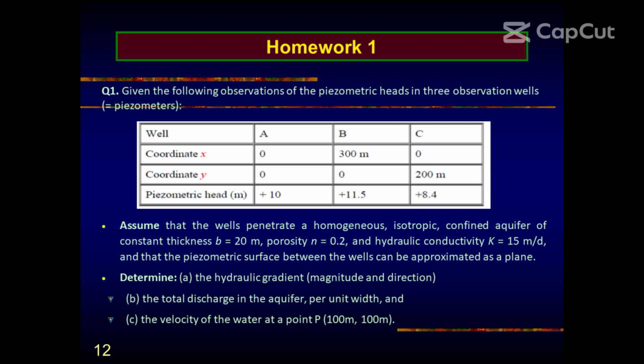Assume that the wells penetrate a homogeneous, isotropic, confined aquifer of constant thickness, B equal 20 meter, porosity equal 0.2, and hydraulic conductivity 15 meter per day, and that the piezometric surface between the wells can be approximated as a plane. Determine A, the hydraulic gradient, the magnitude and direction; the total discharge in the aquifer per unit width; and the velocity of the water at a point P, whose coordinates are 100 meter and 100 meter.